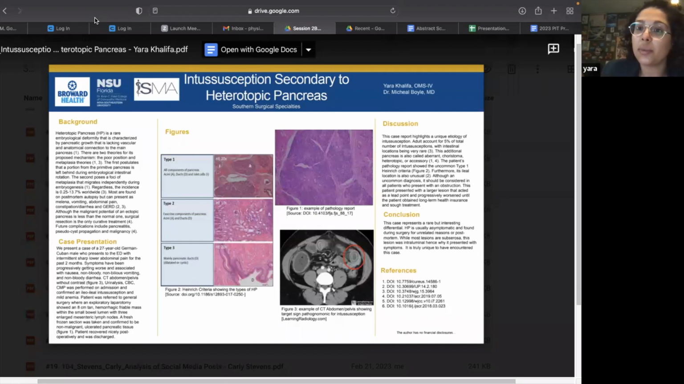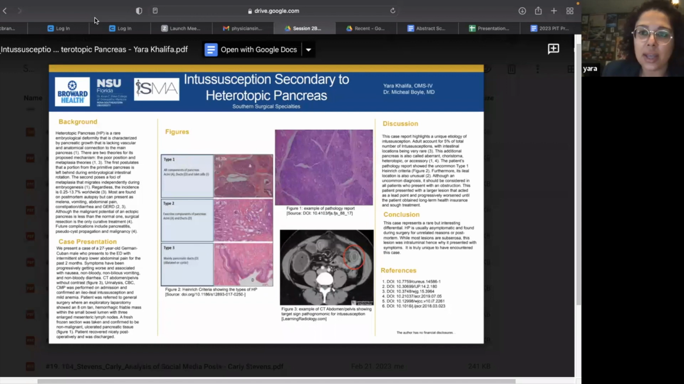This is very, very rare and is usually not even on a differential list. It's usually found post-mortem or during exploratory surgery for another illness. I presented this case of a 27-year-old male who presented with classic signs of intussusception. He had intermittent sharp pain in his lower abdominal area for a couple of months, and he was not able to come in due to lack of insurance.